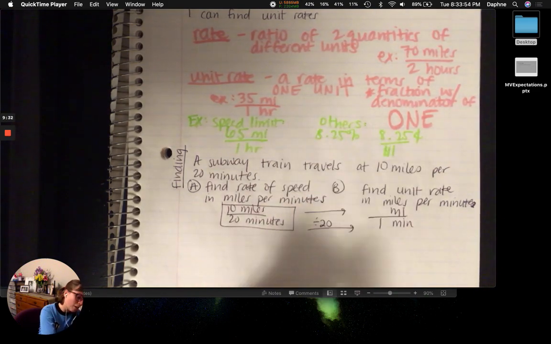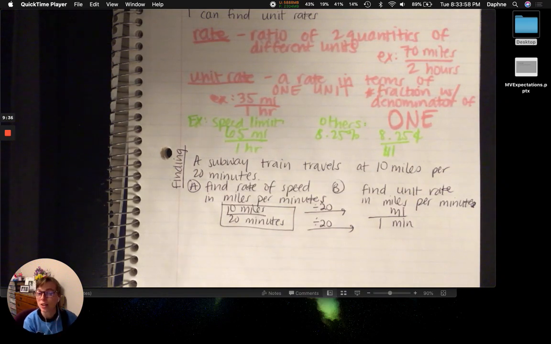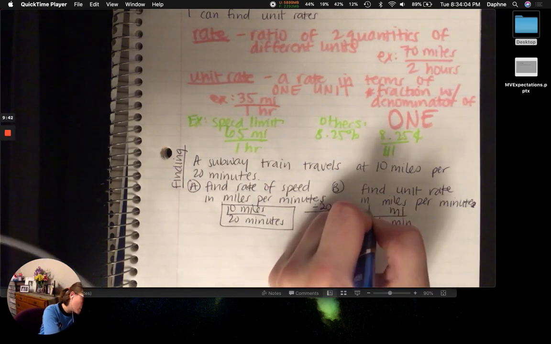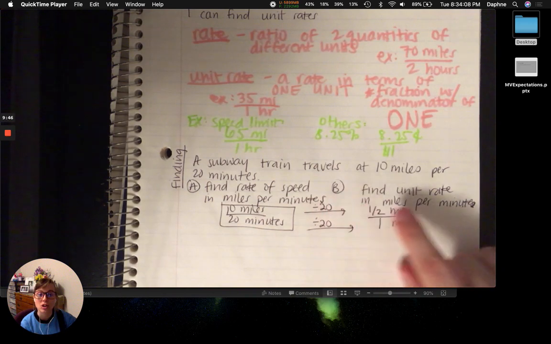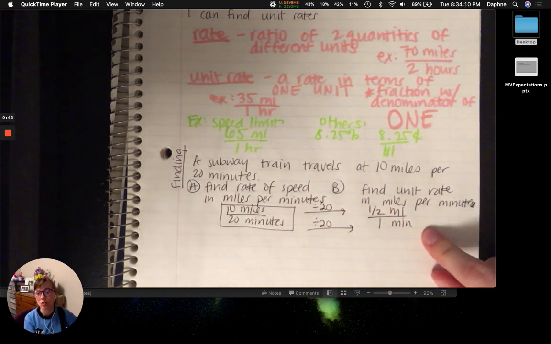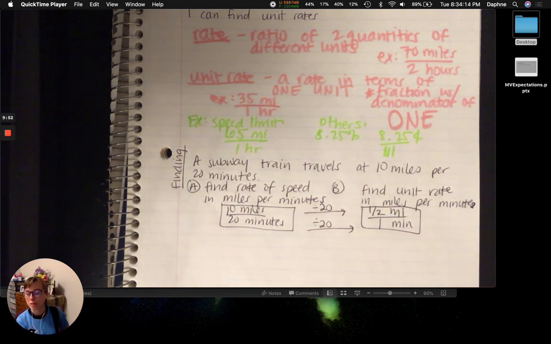So when I divide by 20, what is 10 divided by 20? Take a moment and pause. What is 10 divided by 20? It's going to be 1/2. So the subway train is traveling 1/2 mile every single minute. And that is our unit rate of miles per minute. Okay. I'm going to change back to green because why not?